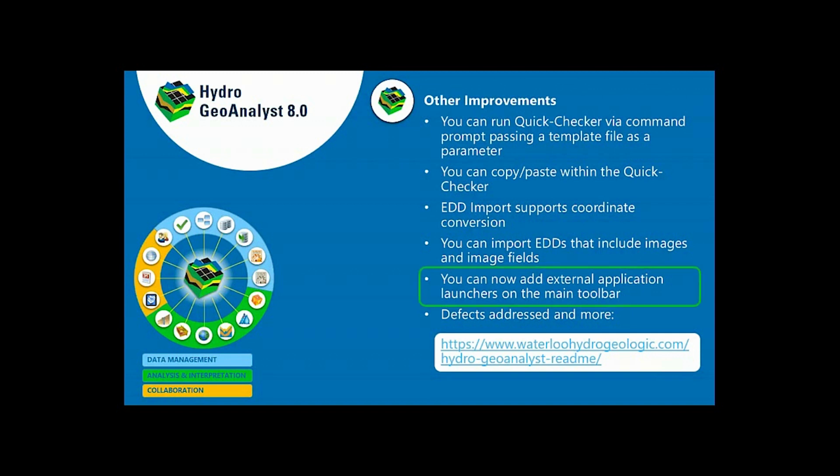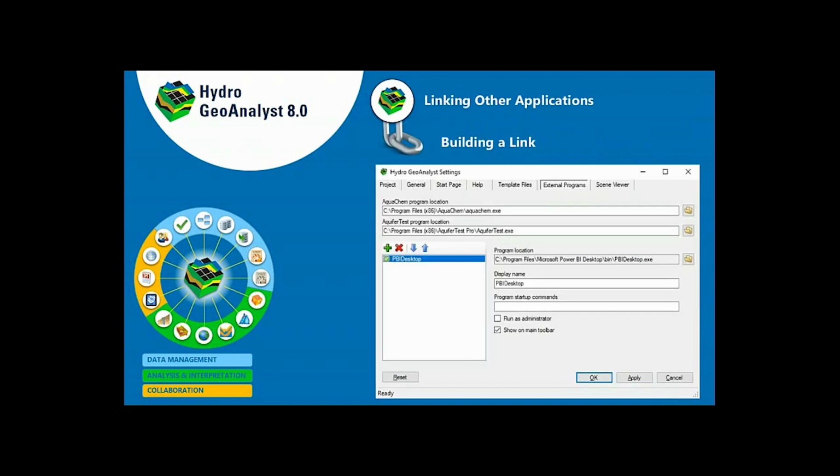Last but definitely not least, there's now the ability to add external application launchers onto the main toolbar of HGA. And this has some exciting implications that we'll go over. And the main one that I'll highlight is that you can link these applications. Here's the process for doing it. So if you go to the File and Hydro GeoAnalyst settings, you can link both Aquachem and Aquifer Test, our other programs, directly to HGA so that they show up and you can launch them directly there.